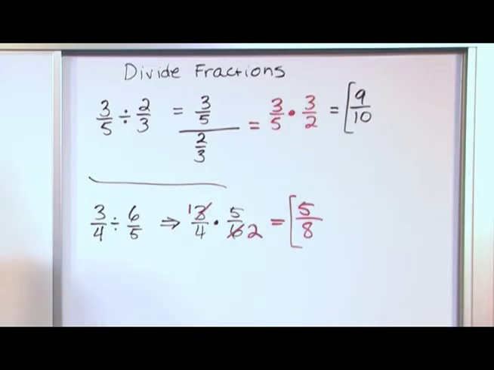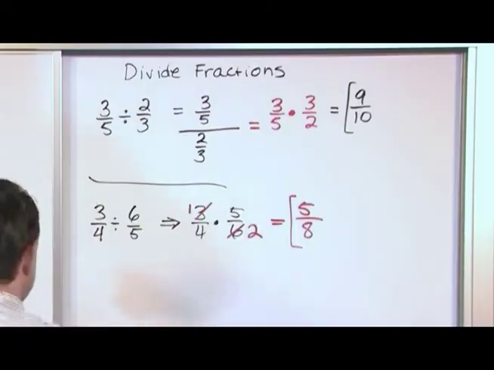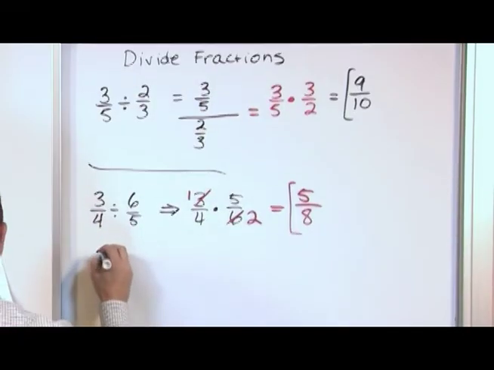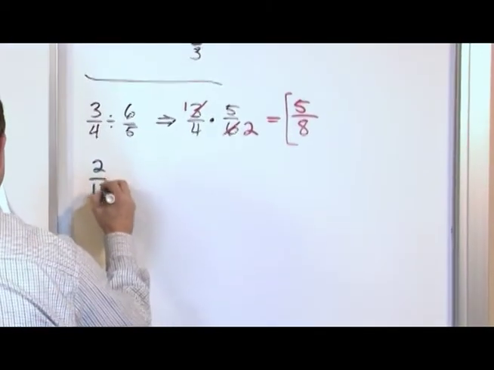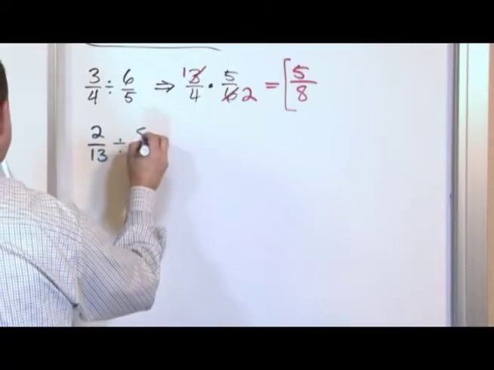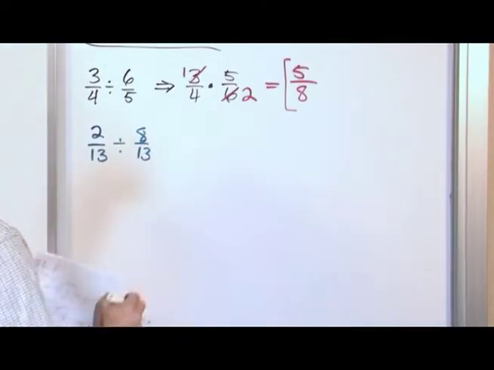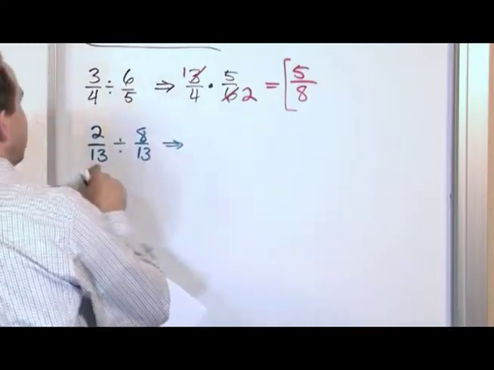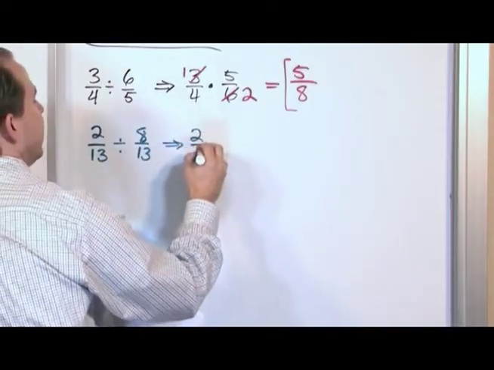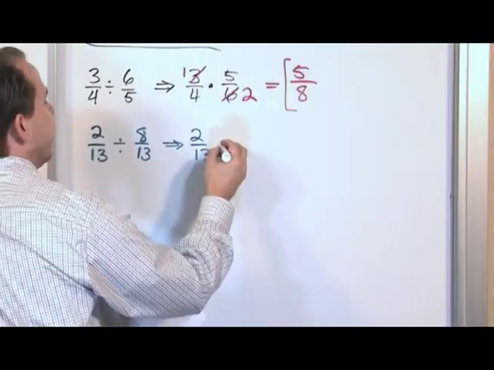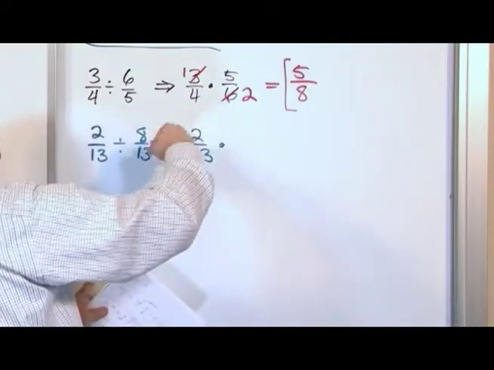Okay, next problem, change colors a little bit here. Let's say I have 2/13 divided by 8/13. Let's change it into our multiplication. The first fraction stays the same, 2/13. Change this to a multiplication symbol. Take the second fraction and flip it over.